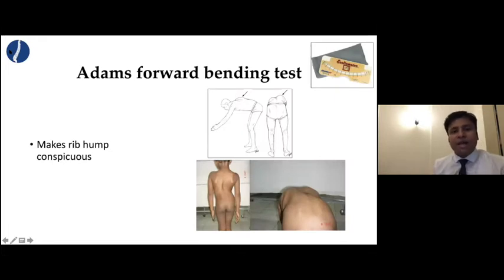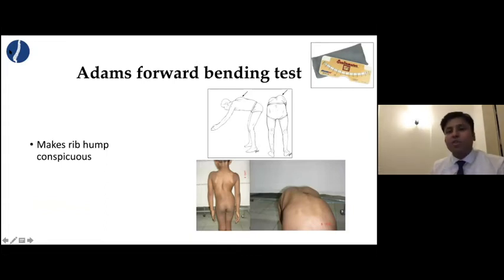Now, this is a very important test that needs to be done in order to quantify and also to achieve a few objectives. You need a scoliometer for that. It should ideally be provided. If you can buy it, take it to the exam yourself. It makes the rib hump conspicuous.